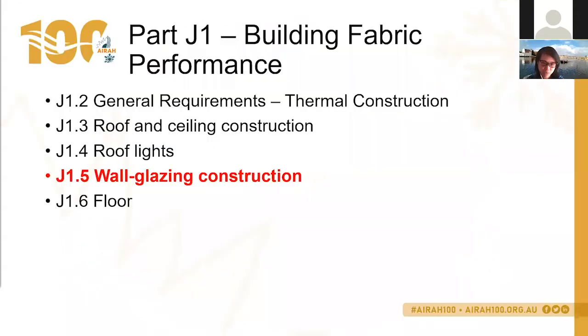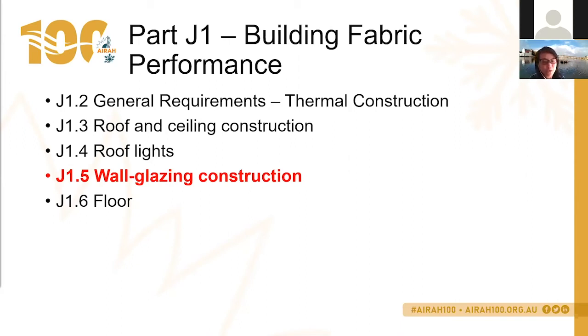All right, so looking at the first part of our presentation now, what are the new building fabric requirements in Part J1? If we look at the 2019 code, which you can log on and get for free off the ABCB, Australian Building Codes Board website, Part J1 covers everything related to the building fabric, which is the surrounding envelope that covers or encloses the building.